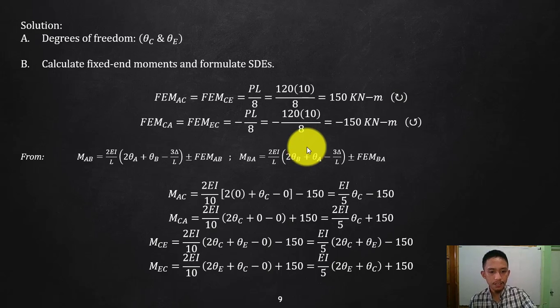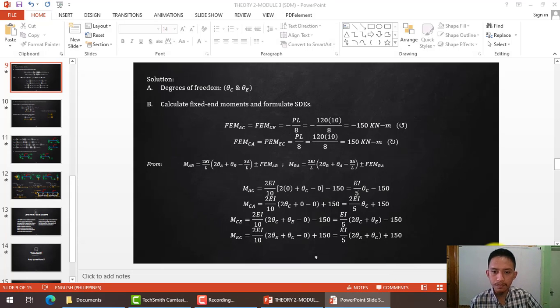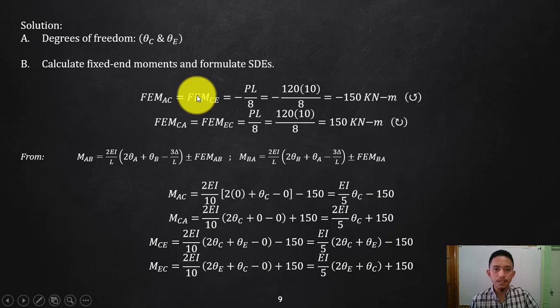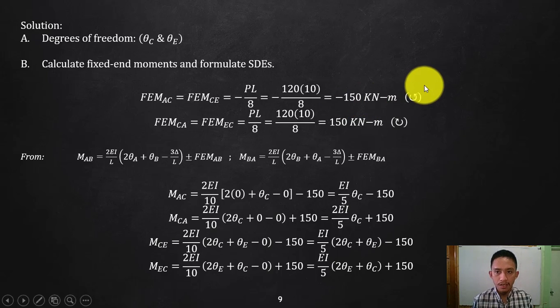this should be interchanged. Let me just change that one. This sign should be interchanged. Okay, so sorry about that. I just changed the sign, since in our assumption, we will assume that clockwise is positive and counterclockwise is negative. Therefore, the left end of this member AC and CE is counterclockwise, isn't it? That is what I showed you a while ago, counterclockwise. So that is a negative PL over 8. Your P is 120, your L is 10, for both of these members AC and CE, and all over 8, so that's a negative 150. Therefore, negative stands for counterclockwise.